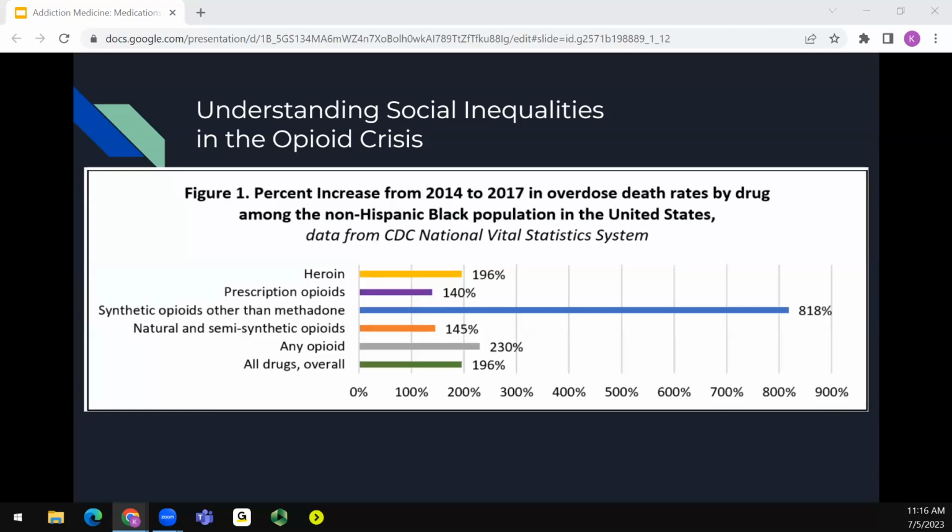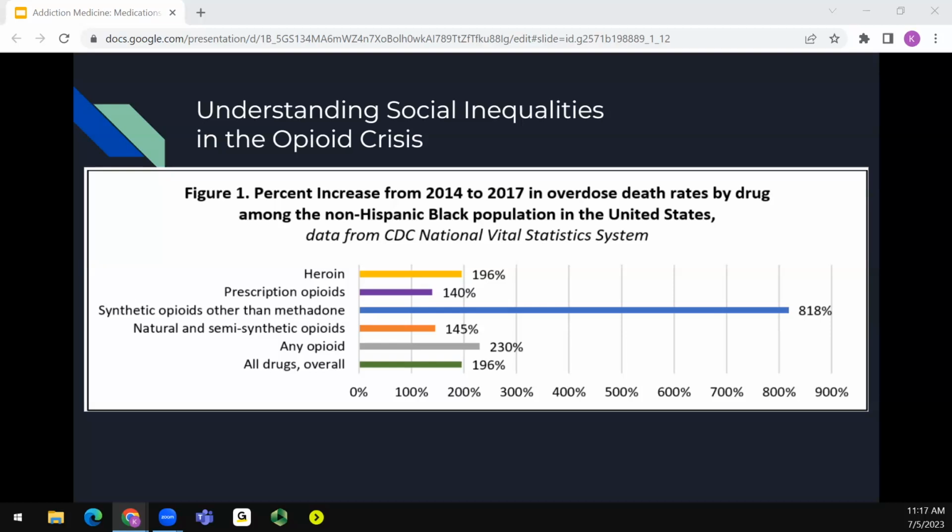And as you can see from this graph from the CDC, there was a huge increase in overdose death rates for the non-Hispanic Black population from synthetic opioids other than methadone, like fentanyl and fentanyl analogs between the years 2014 and 17.